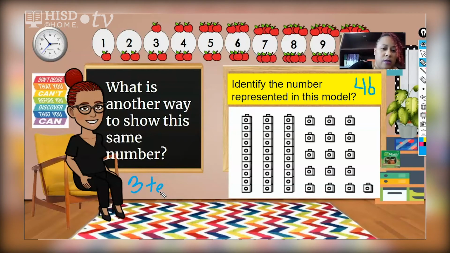3 tens and 16 ones. But is there another way that we could show 46? How could I use place value blocks to model 46 other than 3 tens and 16 ones?